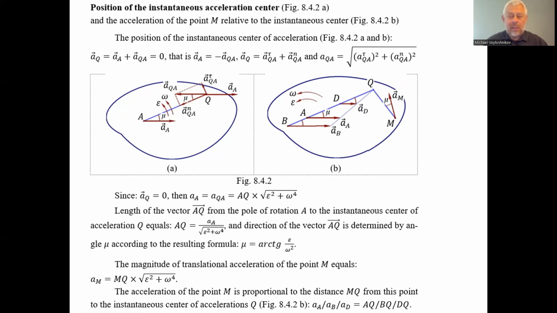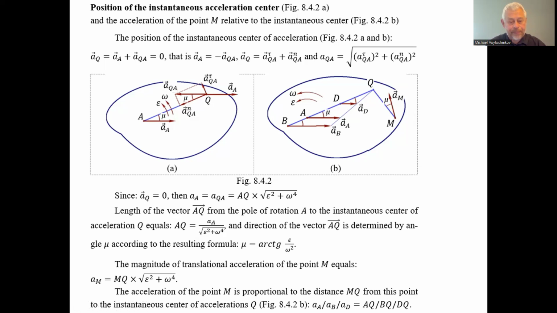So if we next assume that the acceleration of the point Q rotating around the point A is the vector total of two components: the tangential acceleration of the point Q rotating around the point A, proportional to angular acceleration epsilon, and the normal acceleration of the point Q rotating around the point A, proportional to squared angular velocity omega. Then the magnitude of QA is equal to the square root of the squared total. So the tangential and normal acceleration, since AQ, this acceleration, have to be equal to 0, the total acceleration at this point.